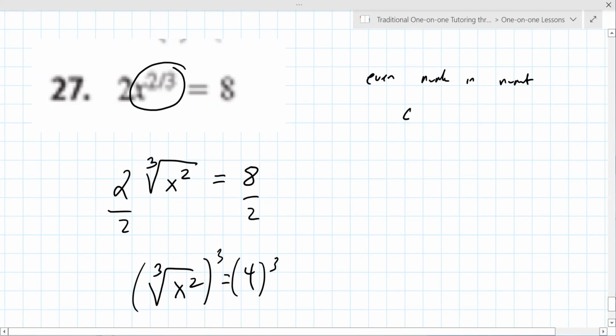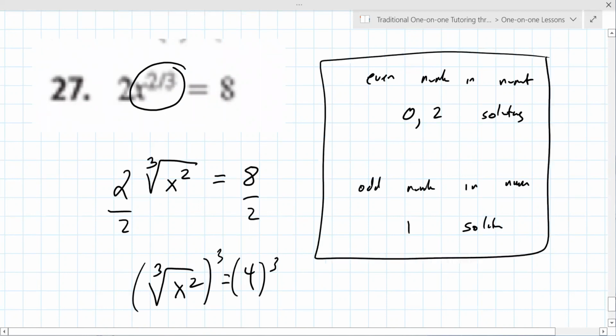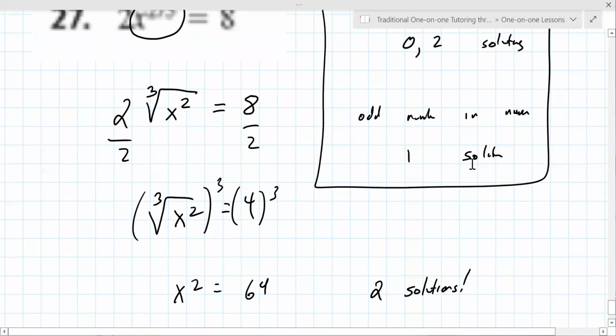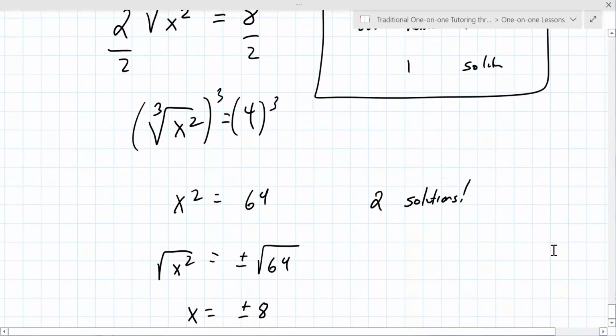So when you go back here, when you have an even number in the numerator, there are either 0 or 2 solutions typically. Yeah. But when it's an odd number in the numerator, there's 1 solution. Yeah. And I don't really like remembering rules like this, but if it helps you, that's fine with me. Whatever's going to get you the best grade on this thing when you take the test or quiz.